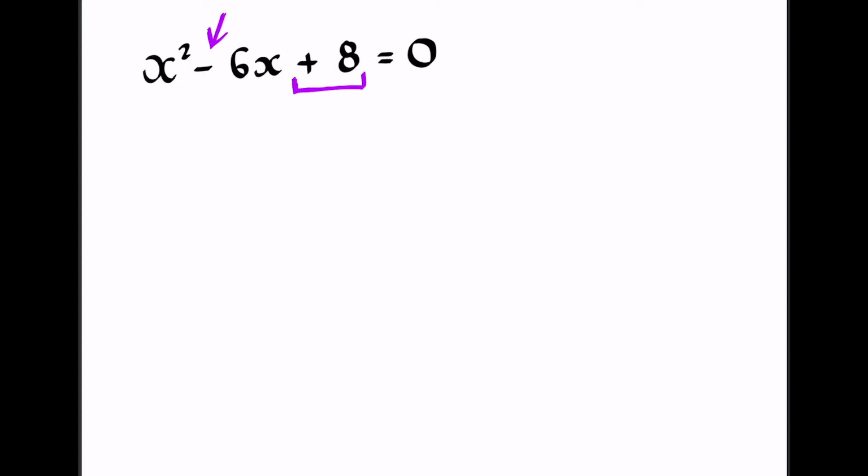And I'm adding the factors of 8 to give me my 6. What are the factors of 8? 1 and 8, and 2 and 4. Which of those factors, when added together, give me 6? That's 2 and 4.